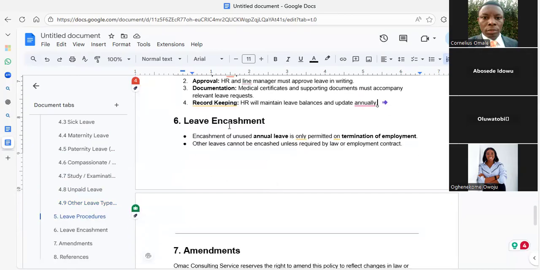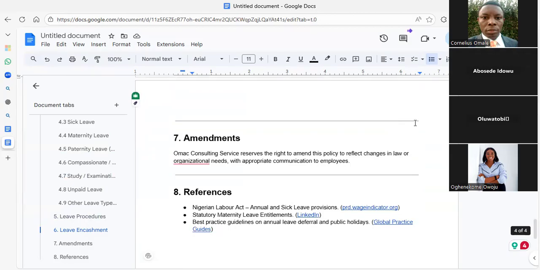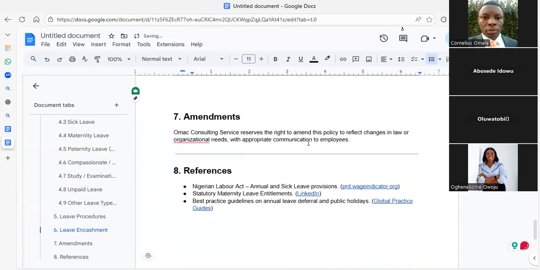So once that is done, the documentation will be kept, and you can go on your leave. So leave encashment. Encashment is for unused leave. It's only permitted on termination of employment. For example, maybe you are about leaving the organization and you have not taken any leave. We'll give you leave termination pay. Maybe a week or two, you have to go, you are not doing anything, and you'll be paid for it. That is if you do not go on leave this year and you are resigning from that organization.